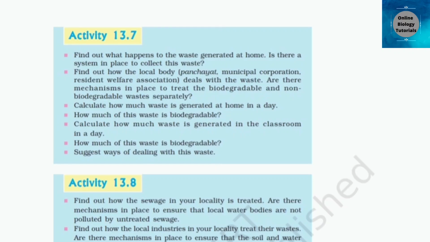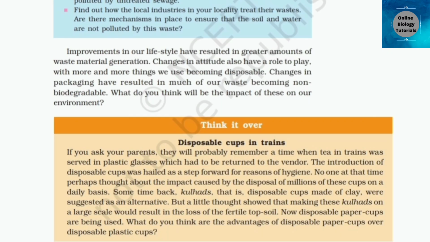Activity 13.8. Find out how the sewage in your locality is treated. Are there mechanisms in place to ensure that local water bodies are not polluted by untreated sewage? And find out how the local industries in your locality treat their wastes. Are there mechanisms in place to ensure that the soil and water are not polluted by this waste?